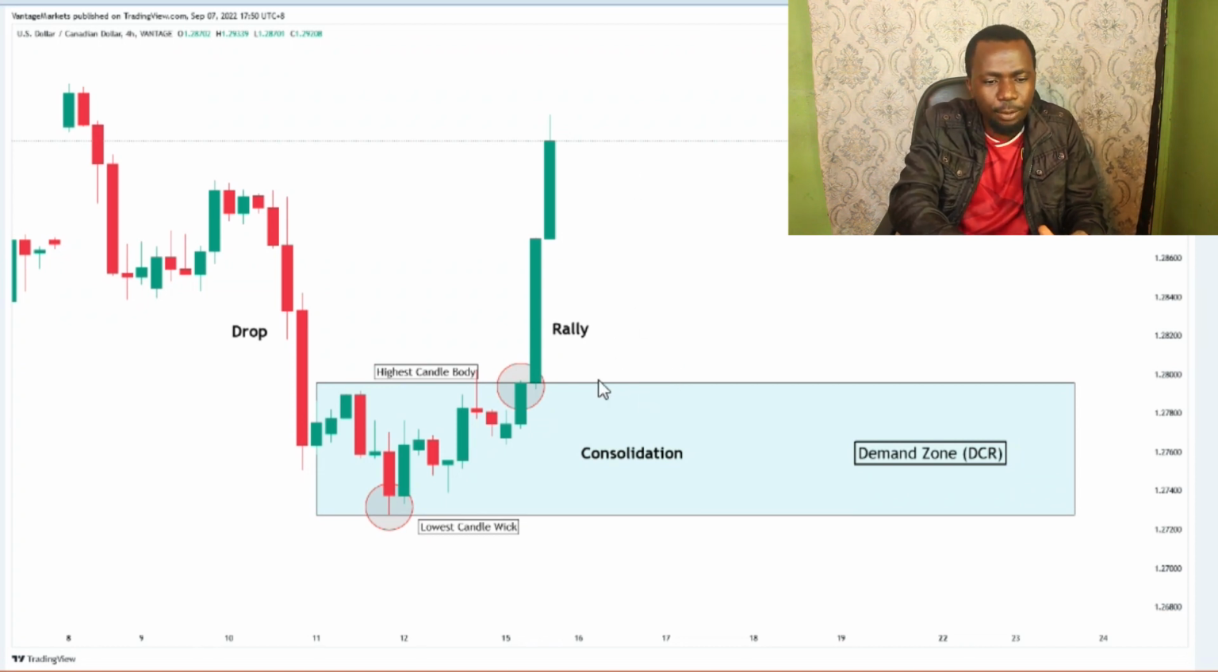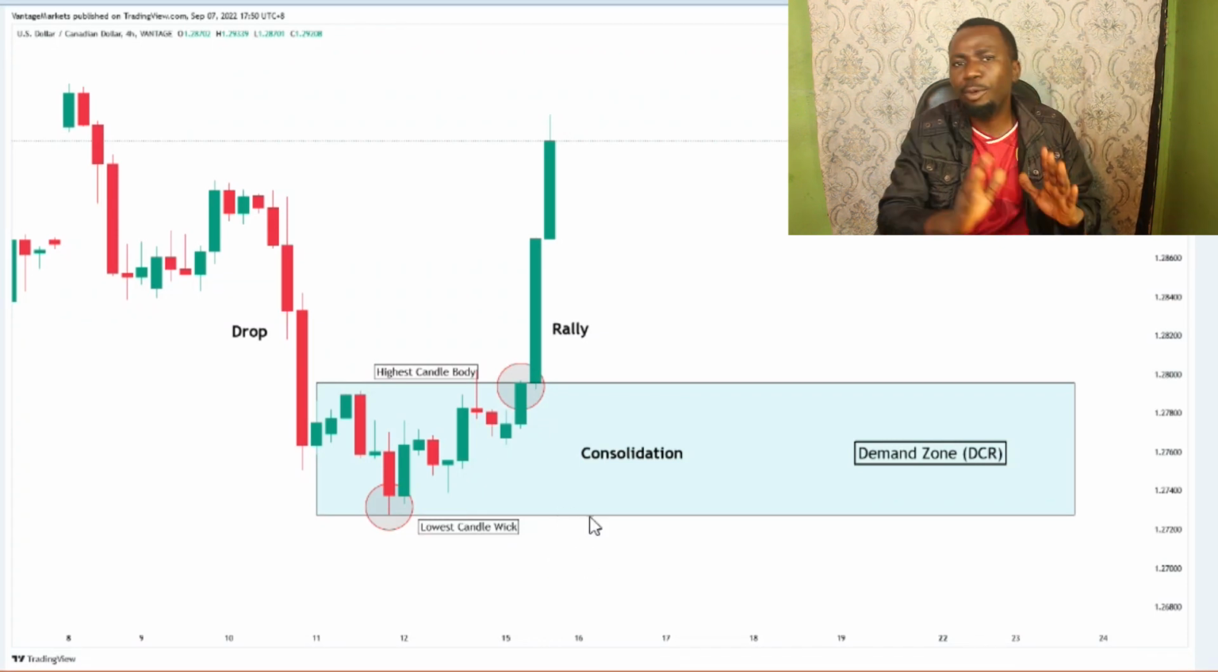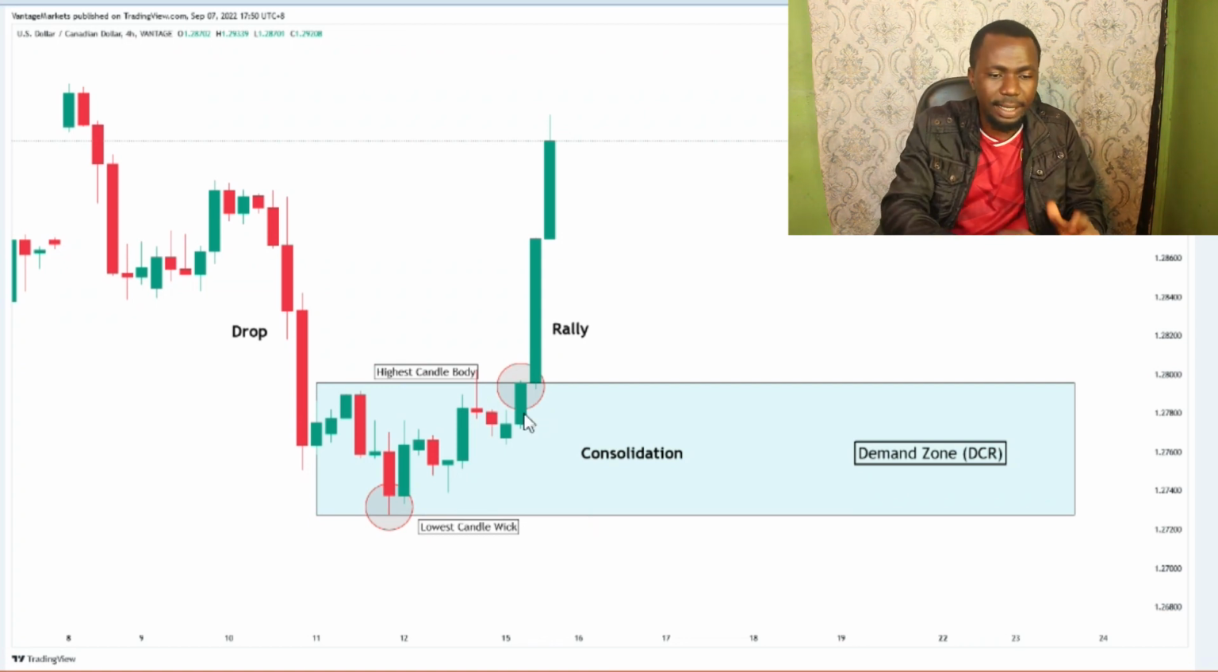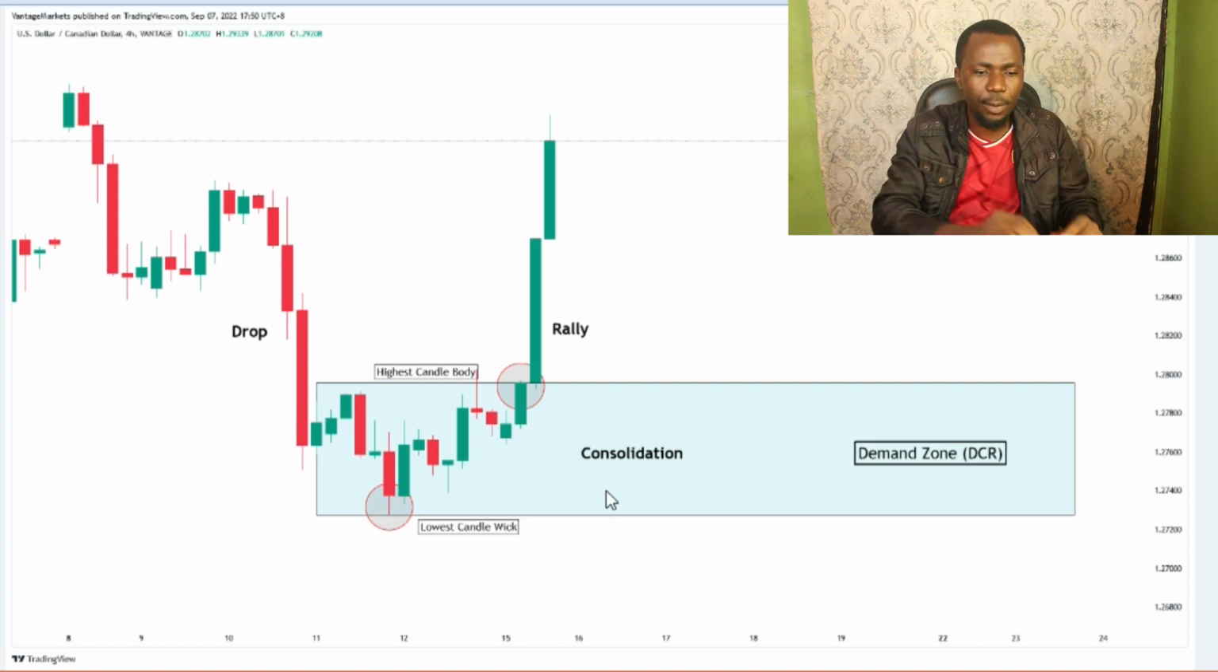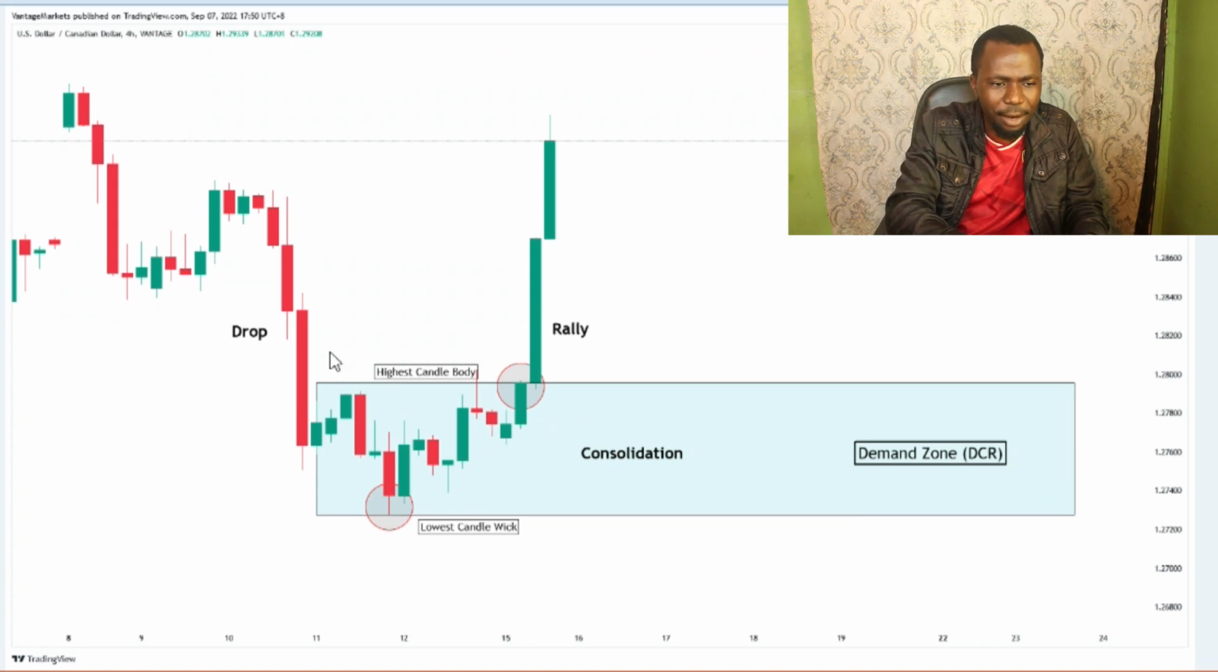While some will tend to place a pending buy order at the demand zone, either here or here, they will make sure that their stop loss is somewhere below this low. So whatever way you want to trade the demand zone, what I'm assuring you is that the demand zone works very well. So this is how you trade the demand zone. You can see this is a demand zone, right? Now let me give you another example of what I am talking about.